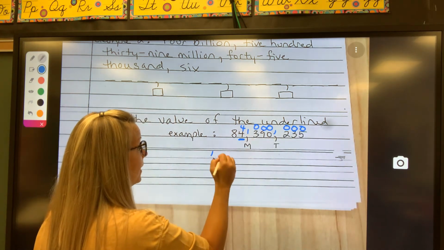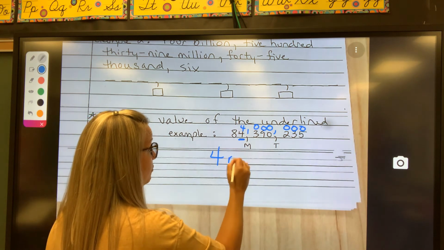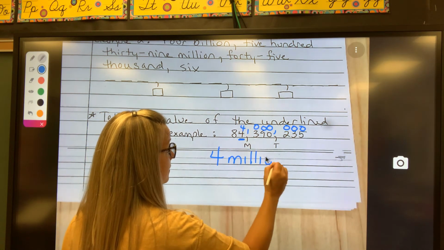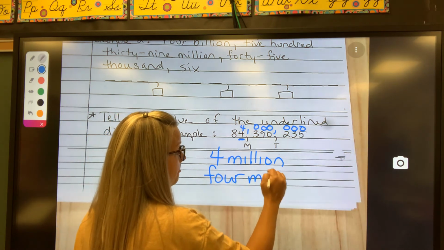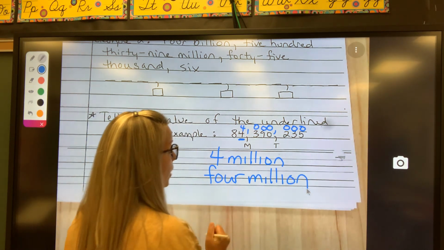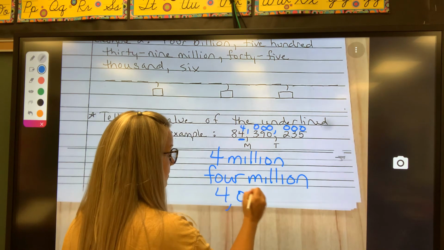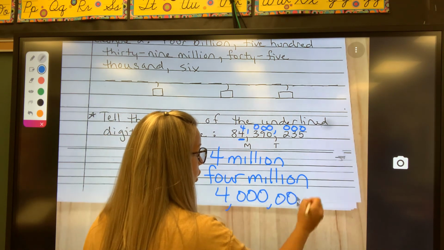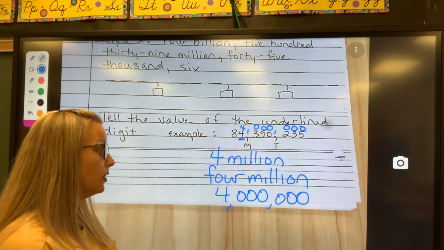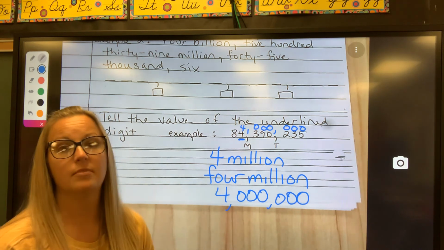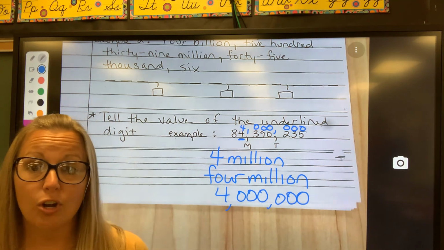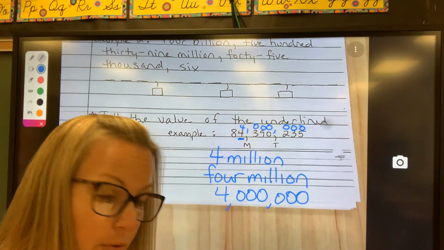So that is how I can write my answer. I could write it like that. I could write it like this. I could write it like this. Or I could write it like this. And all of those answers are correct. You always want to make sure you have enough zeros though. So remember your TM. Okay, good. All right, that's it. That's your notes for place value through the billions.